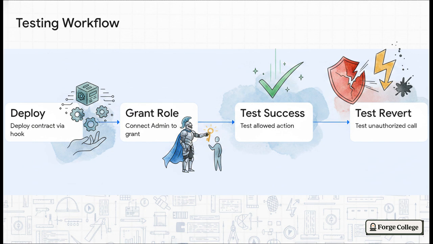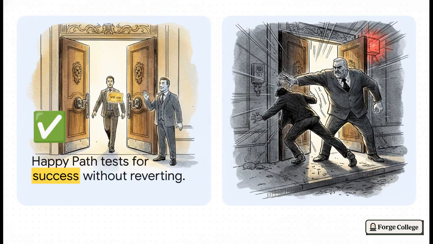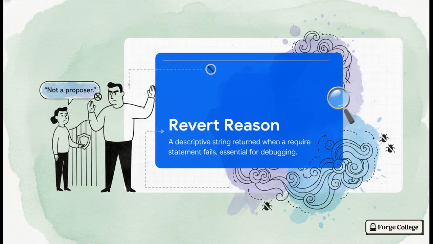Methodical, and completely bulletproof. And this brings up a core testing philosophy. We absolutely have to test both sides of the door. We ensure the authorized proposer succeeds without reverting, that's our happy path. But equally important is the failure mode, where an outsider tries to sneak in and gets forcefully tossed to the curb by our modifier. When that outsider gets rejected, the bouncer needs to give a clear reason, like the string, not a proposer. This revert reason is essential for debugging. Our test assertions need to know exactly why the transaction failed. This proves that the correct modifier triggered the rejection and not just some random unrelated bug in the code.